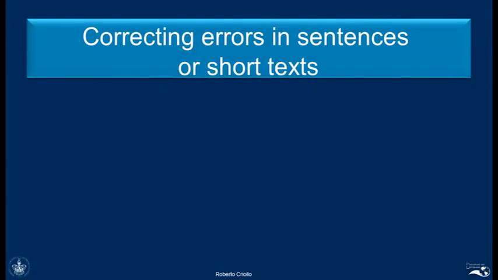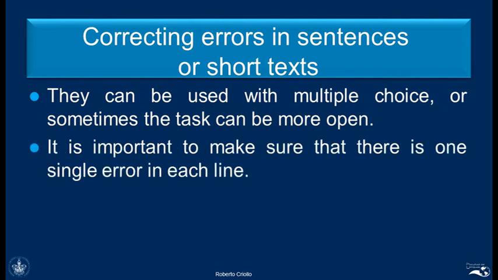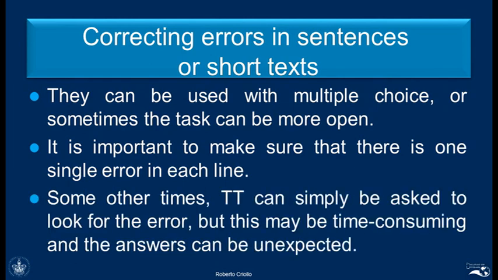Another kind of item involves correcting errors in sentences or short texts. These kind of items can be used with multiple choice, or sometimes the task can be more open. Now, it is important to make sure, in any case, that there is just one single error in each line of the text. Sometimes the test takers can simply be asked to look for the error, just find the error without correcting it. But this kind of task may be time consuming and sometimes may lead to quite unexpected answers.